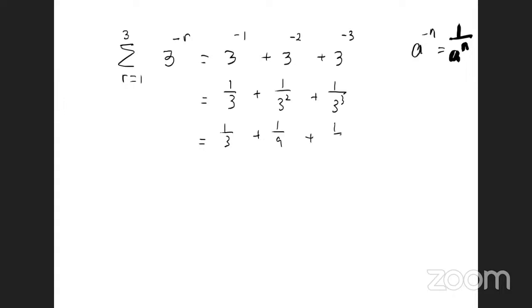So you should have 3 to the power of minus 1. That's the first term. Then 3 to the power of minus 2 plus 3 to the power of minus 3. Right? 3 to the power of minus 1, that's 1 over 3. Try and leave it as a fraction, right? This is 1 over 3 squared. This is 1 over 3 cubed. So this is 1 on 3 plus 1 on 9 plus 1 on 27. Right? If you put that in the calculator, you should get 13 on 27.